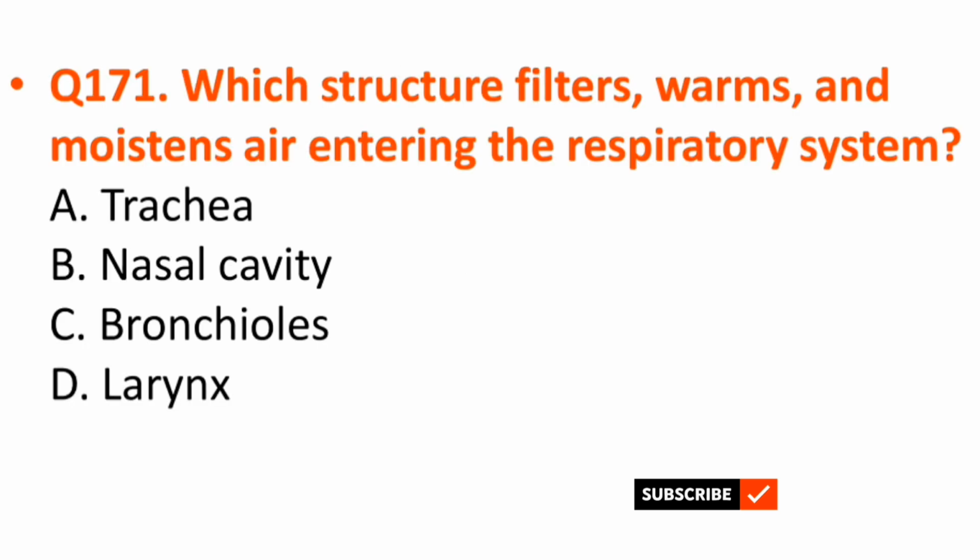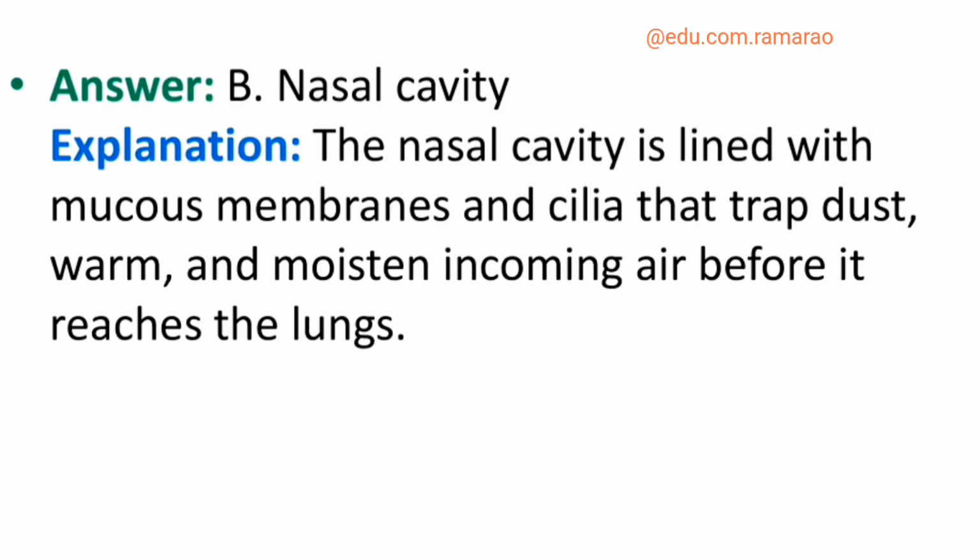Next question. Which structure filters, warms and moistens air entering the respiratory system? Option A, trachea. Option B, nasal cavity. Option C, bronchus. Option D, larynx. The correct answer is option B, nasal cavity. The nasal cavity is lined with mucous membranes and cilia that trap dust, and warm and moisten incoming air before it reaches the lungs.